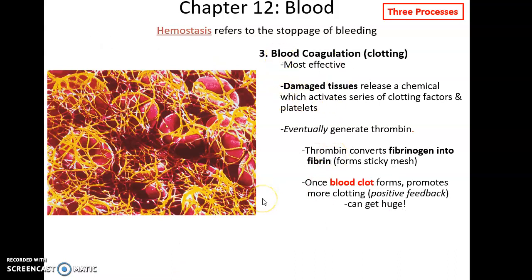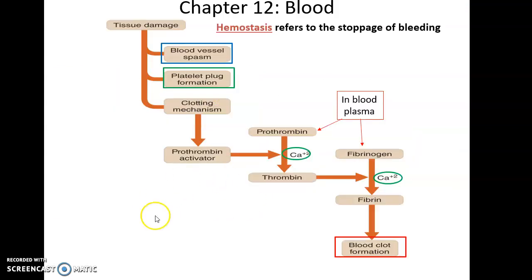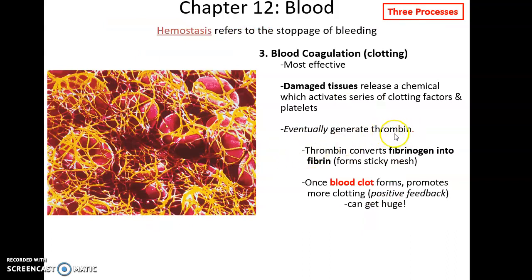Finally, we have blood coagulation. Blood coagulation, also known as blood clotting. This is a very effective way to stop bleeding. So it's very important for hemostasis. And basically, the damaged tissues are going to release chemicals, and these chemicals will help to activate clotting factors and also activate platelets. And this includes the production of a hormone called thrombin.